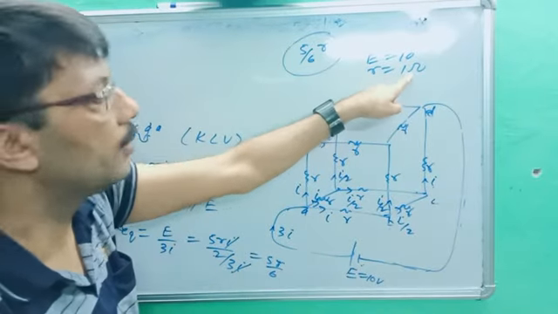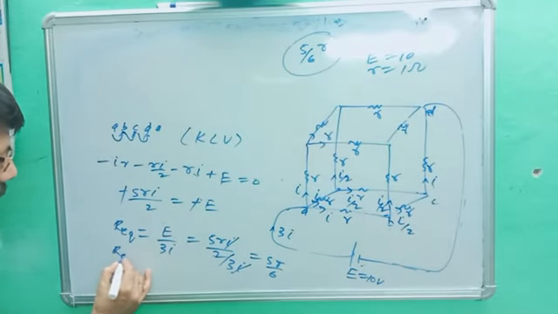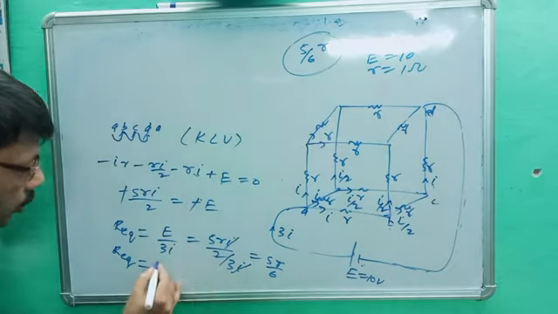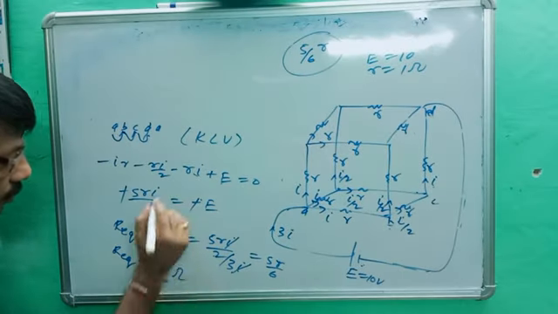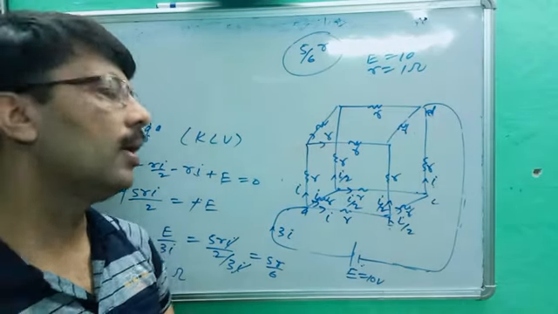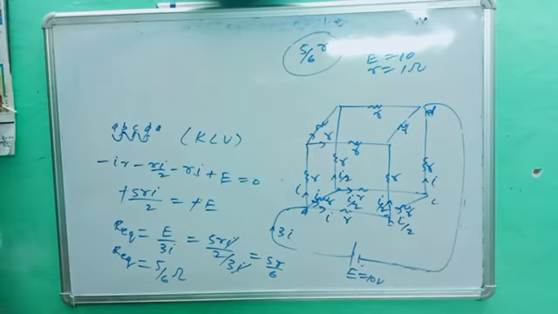But the value of R is given as 1 ohm. So what is R equivalent? You will put 1, so it will become 5 by 6 ohm. By Kirchhoff's law, we are getting the answer: R equivalent is equal to 5 by 6 ohm.